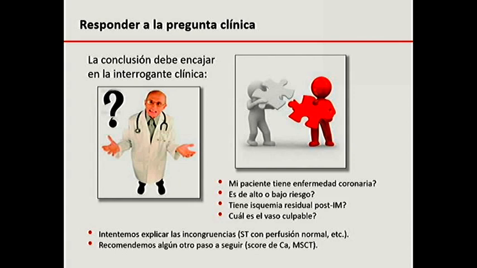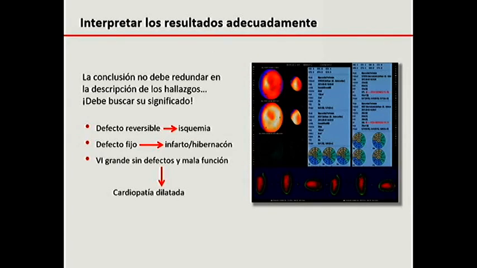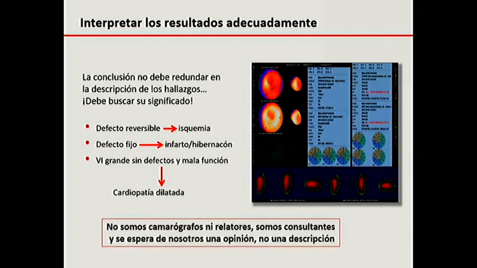And we also have to recommend steps to be taken, maybe tomographies. And we have to remember that we are not cameramen or narrators of an event. We are consultants. People expect a result from us and not just an opinion. For example, if we say partially reversible defect of the lateral wall, well, we have to interpret this, right? This is the descriptive section, not the interpretation section.